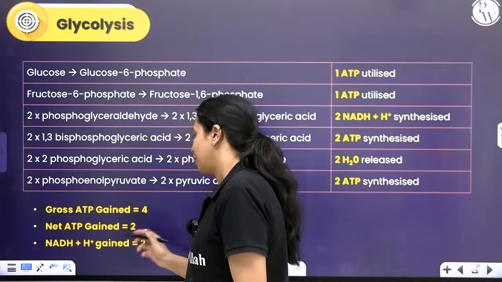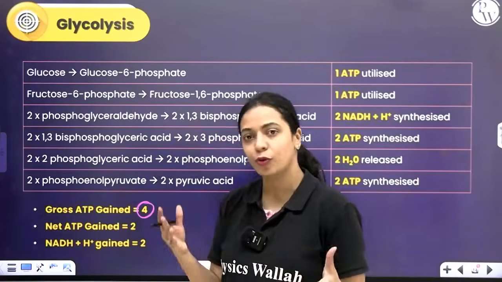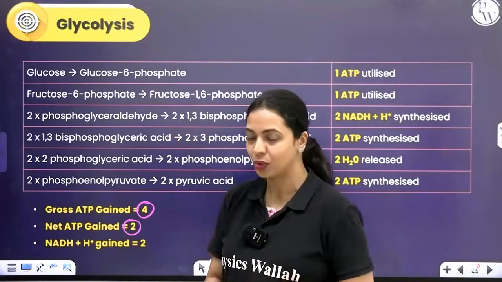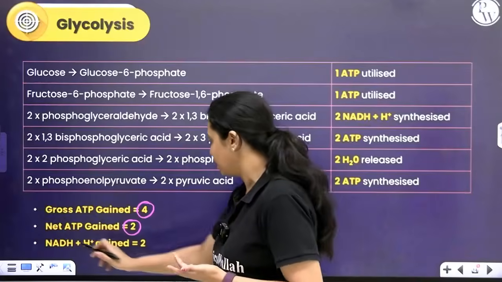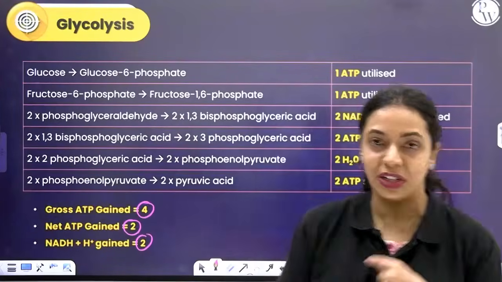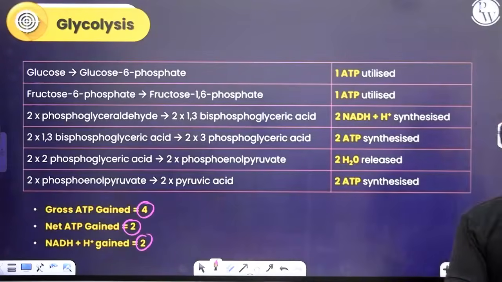So how much ATP did we gain? We totally gained 4, of which 2 was utilized. Therefore, we are left with only 2. How much NADH did we get? We got 2 NADH in this process. I want you to keep this in mind. We will need this later. Alright.